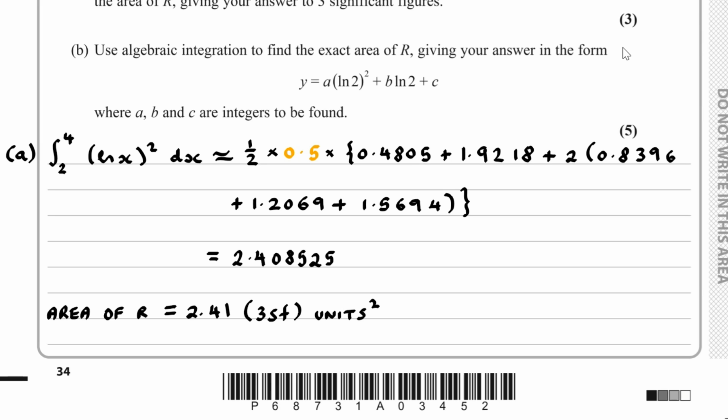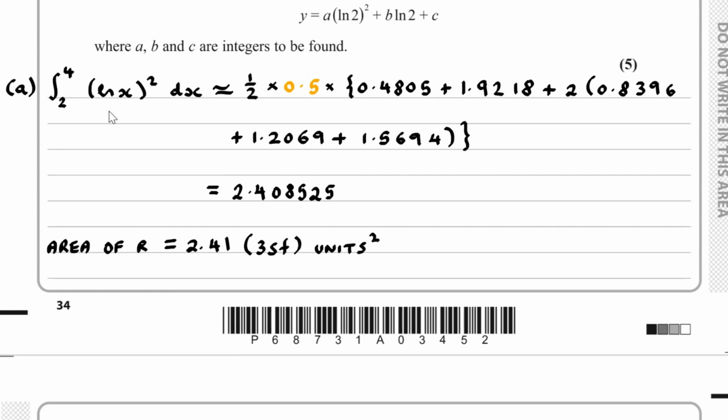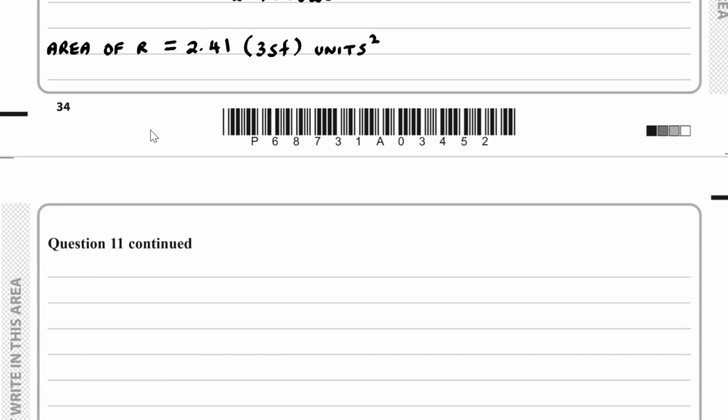Now, for part B, we have to use algebraic integration to find the exact area of R, giving your answer in the form a lots of the natural log of 2 squared plus b lots of the natural log of 2 plus c, where a, b and c are integers to be found. Well, clearly what we need to do here is find out the result of this integral here. So let's do that. Part B.